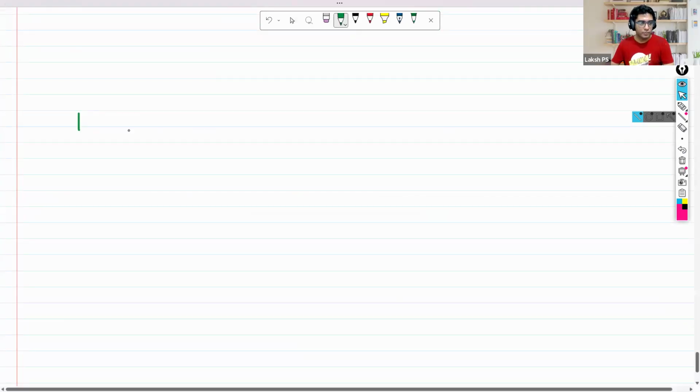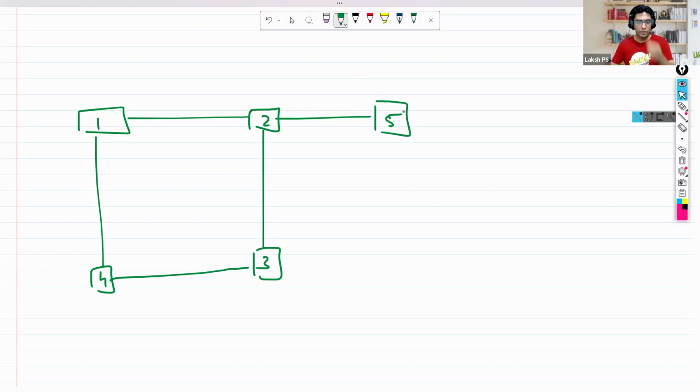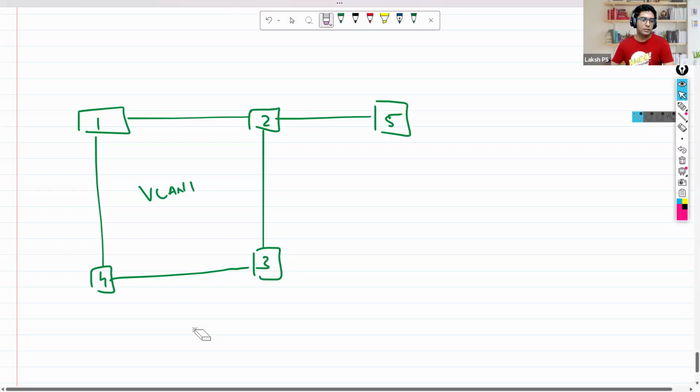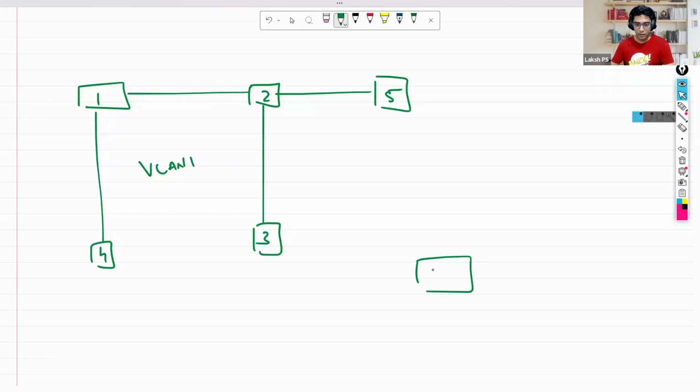Okay, so switch 1, switch 2, switch 3, switch 4, and you have switch 5 as well. For VLAN number 1, there is no link between 4 and 3. But for VLAN number 10, it goes through switch number 1, switch number 2, switch number 4, and switch number 3.